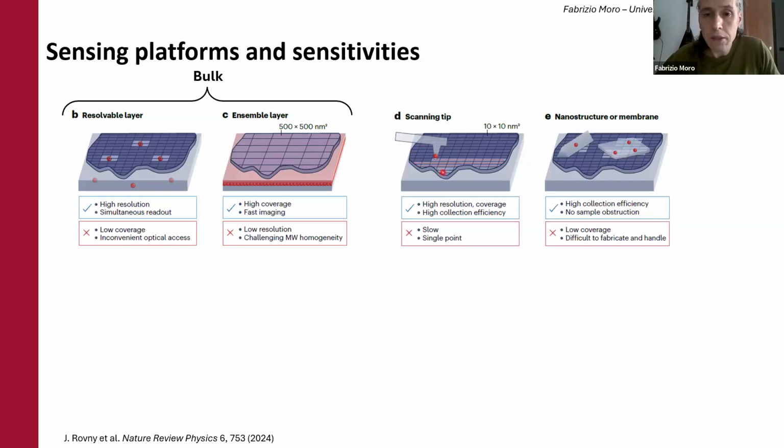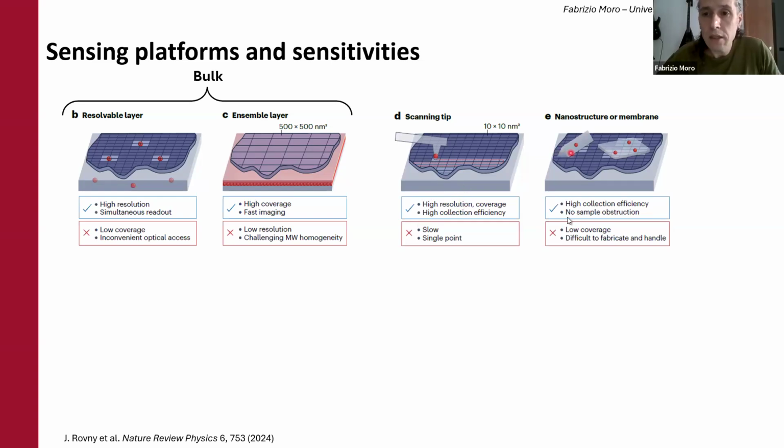It also provides high collection efficiency because the sample here doesn't obstruct the fluorescence emission. But on the downside, it provides a slow detection mode because we have only one or a few NV centers in this case, and therefore this decreases the sensitivity significantly. And therefore for every pixel, in order to have enough signal, you have to record several spectra and average them out.